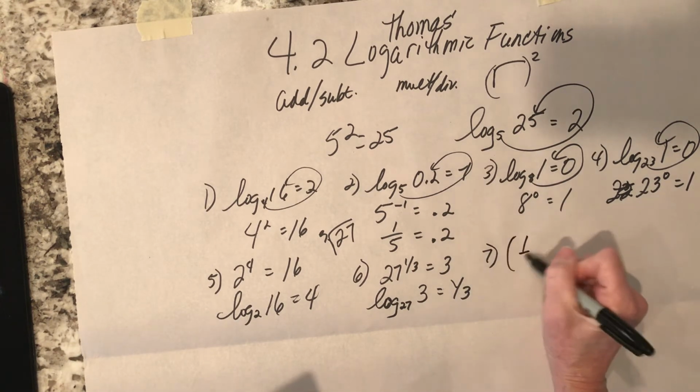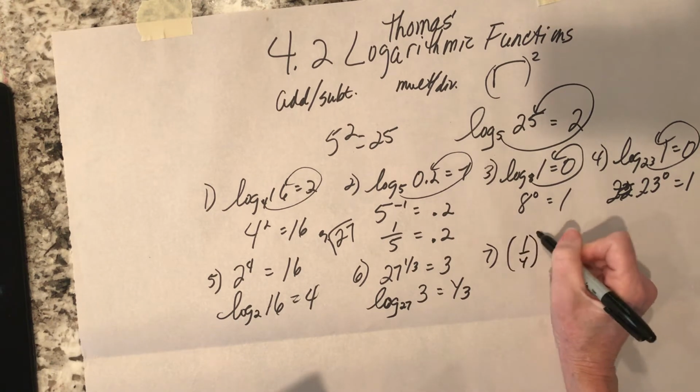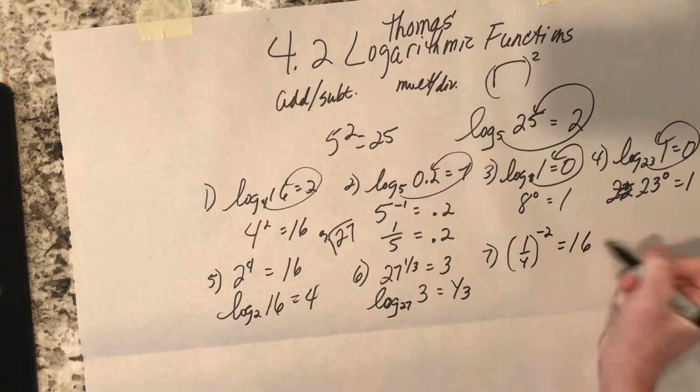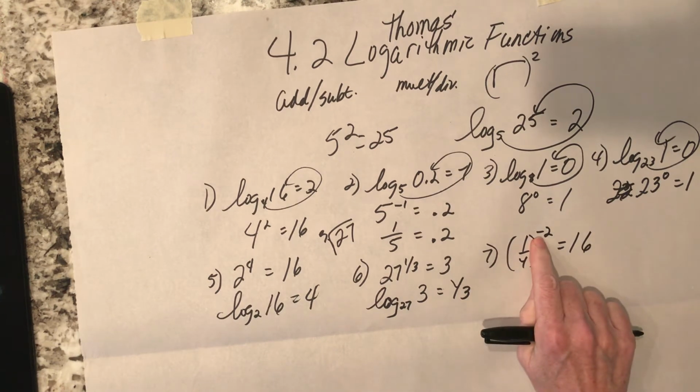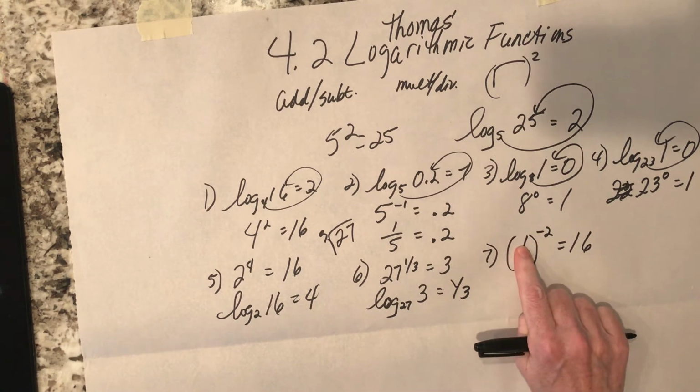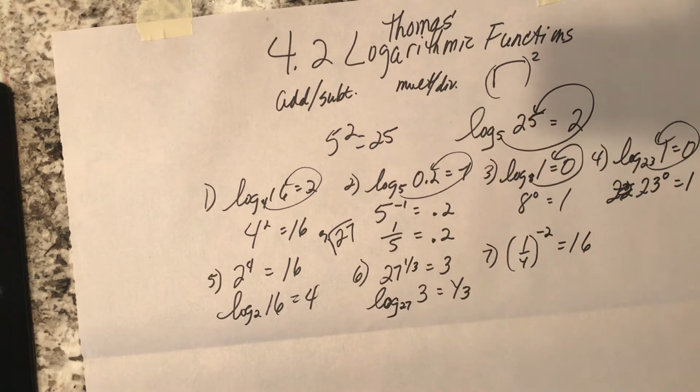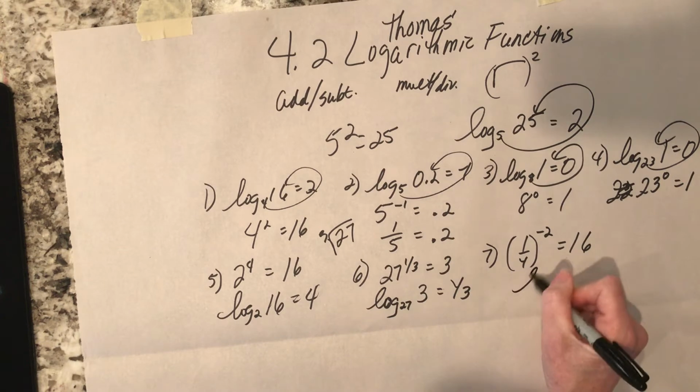Okay, now let's take a fraction. 1/4 raised to the negative 2 power will give you 16. Remember, a negative says move me, so that 4 jumps on top, and 4 squared is 16. So this is true. We just need to rearrange it into a logarithmic equation.